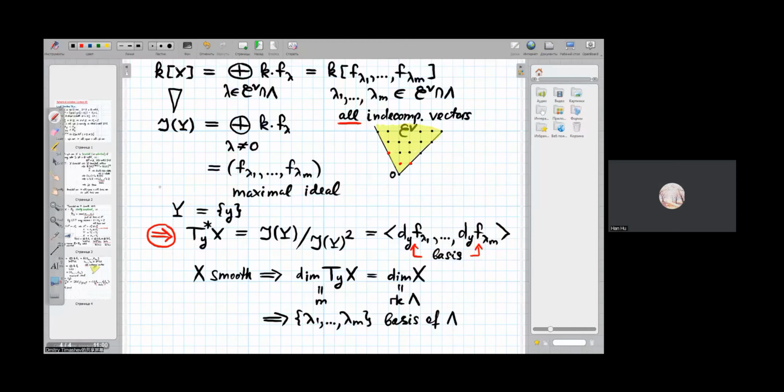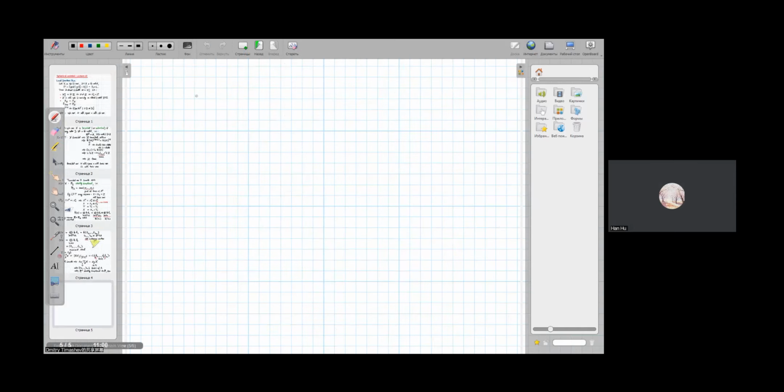Okay. Well, let me finish this part of the proof. So this means, by definition, that the cone C check is strictly simplicial. And this in turn means that the cone C itself, which is dual to C check, is also strictly simplicial. So we have proved the direction from the left to the right in the theorem. And the direction from the right to the left is even easier.